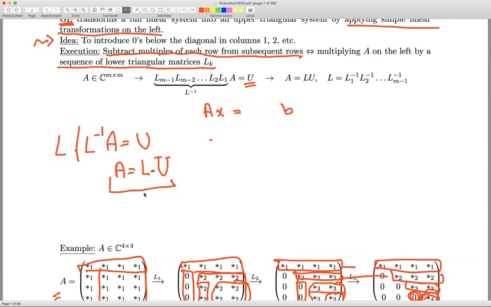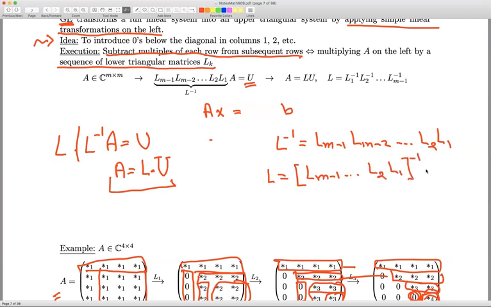And this is the LU factorization that we were discussing. Now, if L inverse is equal to those matrices, because we denoted by L inverse the product Lm minus 1, then we have Lm minus 2, and so on. We have L2 and L1. To find what is L, L then will be the inverse of all those matrices. So it will be Lm minus 1 up to L2 times L1, and this is the inverse of all these matrices.